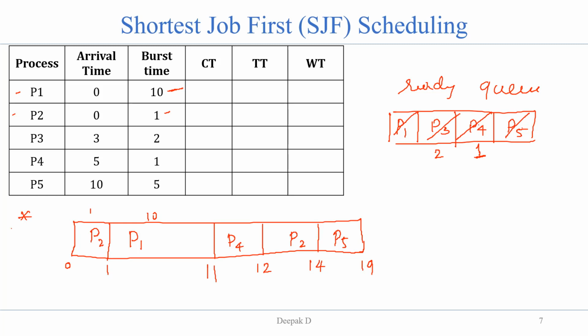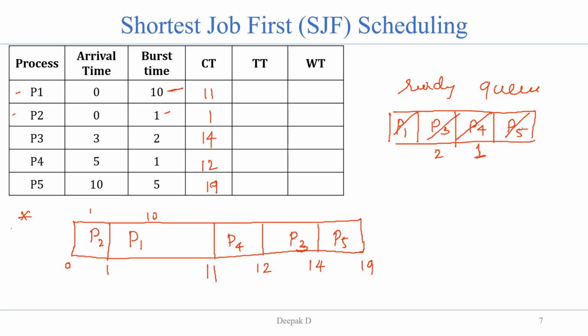This is one thing. The second thing is that you also need to calculate with these values the completion time. Completion time for P1 is 11, P2 is 1, P3 is 14, P4 is 12, and P5 is 19. So completion time is done.